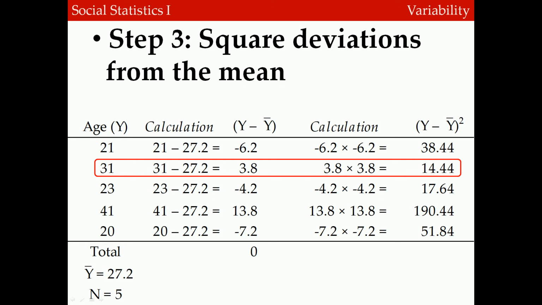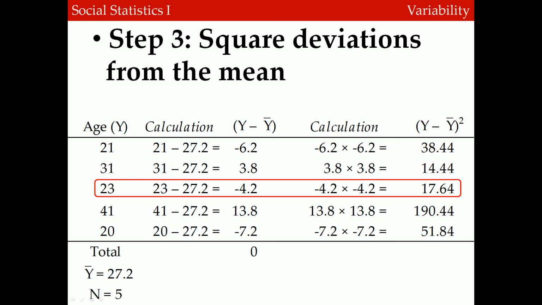The next person, who's age 31, recall, had an above average age. That person was 3.8 years above the average age. When we take that deviation from the mean, 3.8, and square it, we get a positive value, 14.44. For the third person, that person also had a below average age, and the deviation from the mean for that person was negative 4.2 years. When we square negative 4.2, we get a positive value, 17.64.